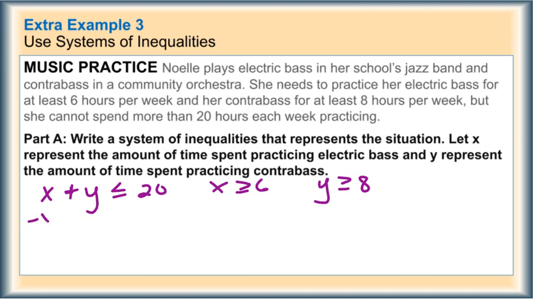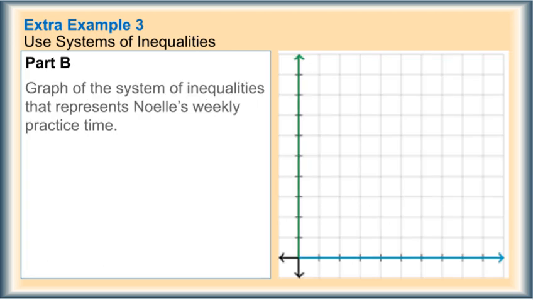This one I'm just going to subtract X on both sides so I can graph it. This would be Y is less than or equal to negative X plus 20, and X is greater than or equal to 6, and Y is greater than or equal to 8. So let's put that down. So Y is less than or equal to negative X plus 20. Y is greater than or equal to 8, and X is greater than or equal to 6.